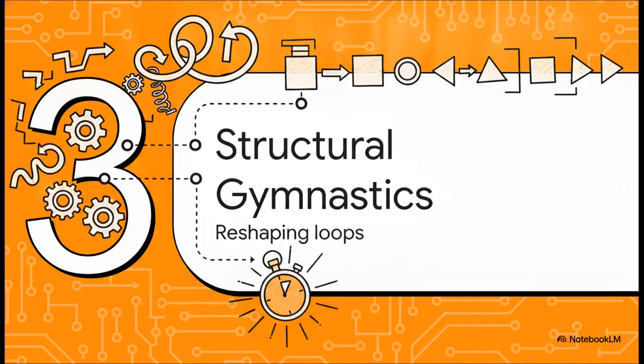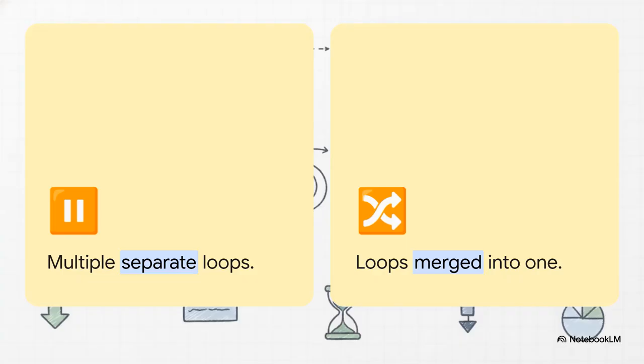Time to start reshaping the loops. Our first gymnastic move here is loop fusion. On the left side, we have a for loop counting up to 100 to populate array A, and right below it, a second for loop counting to 100 to populate array B. Well, the compiler realizes that setting up and tearing down loops takes processing overhead. So on the right, it just merges them. It fuses those two separate loops into a single block that iterates to 100, updating both array A and array B in the same single pass. It's exactly like merging two separate errands into one single trip to the grocery store.